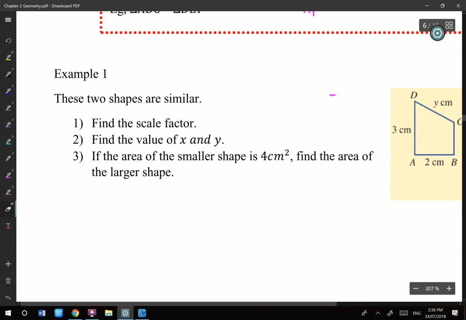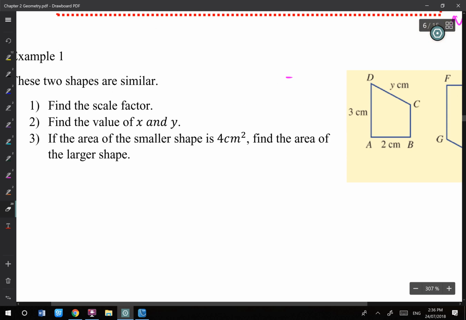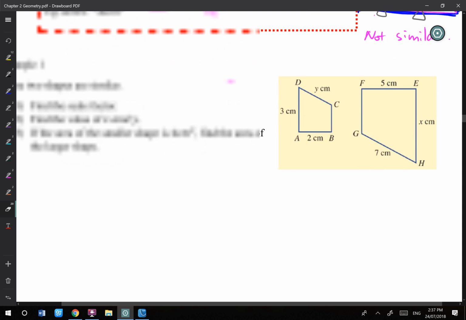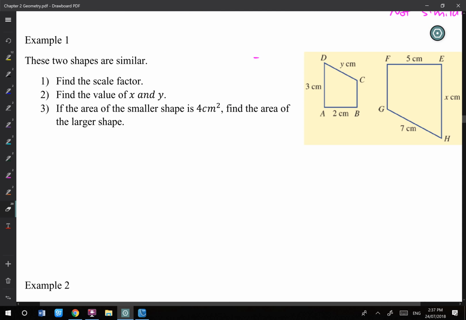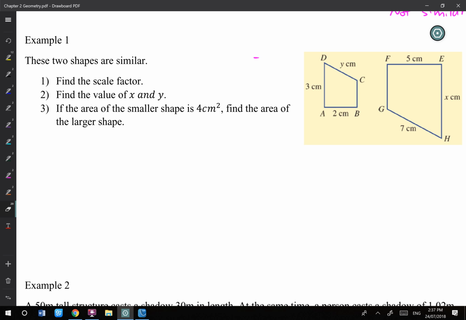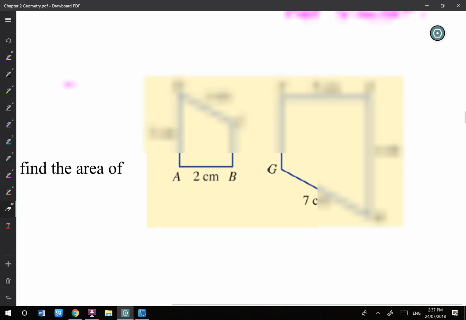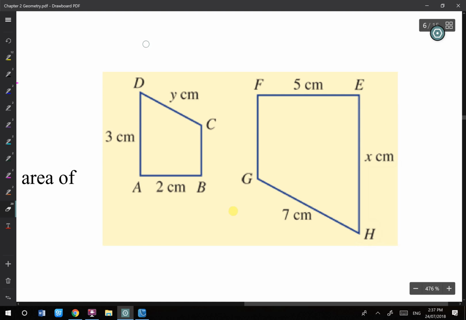Okay, let's have a look at example 1. These two shapes are similar. I can say this one is the image. It doesn't matter which one is the image. You just say one is the image and the other one is the original.